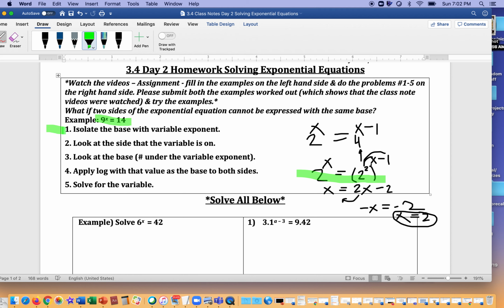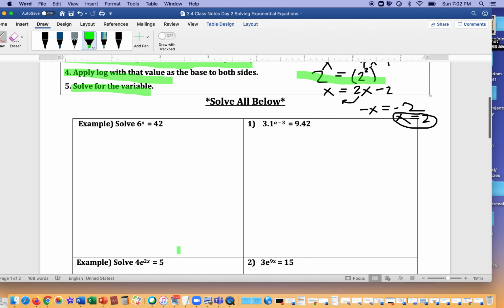What I like to say first is, and this is in my own words, so it's not the technical way to say it, but I like to isolate the base with the variable exponent. So isolate that value. So we're going to do that first. Then we're going to work on the side that the variable is on. Then we're going to look at the base, the number that is under that variable exponent. We'll apply a log with that value to both sides, and then we solve for the unknown. So let's look at some of these.